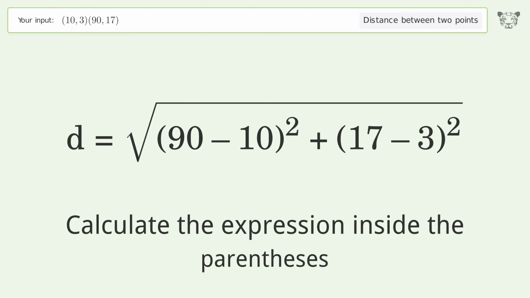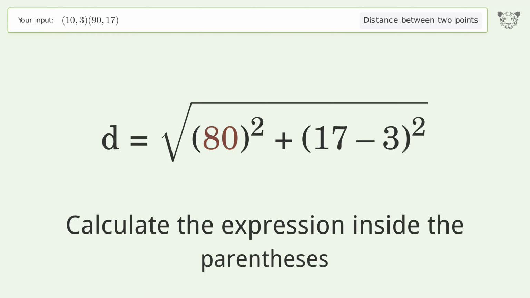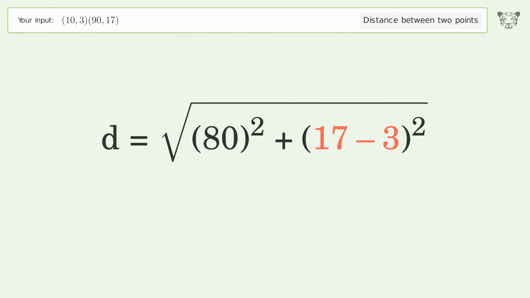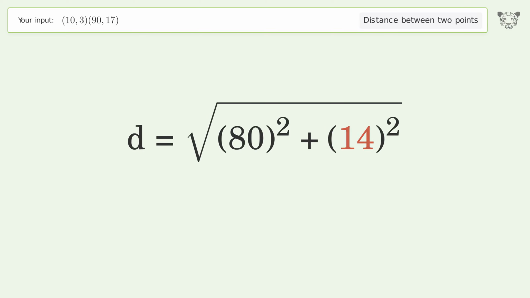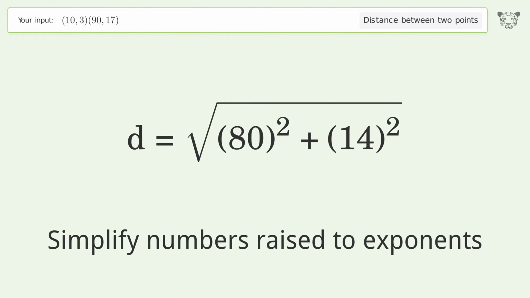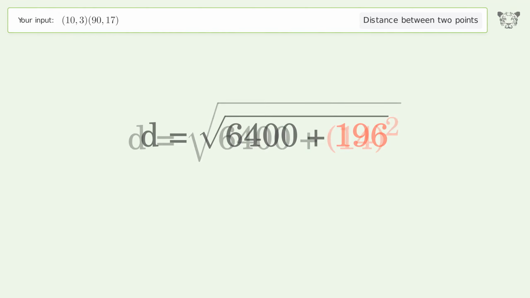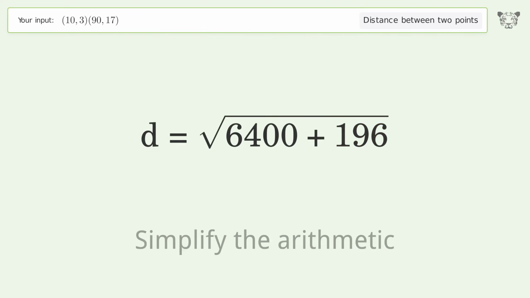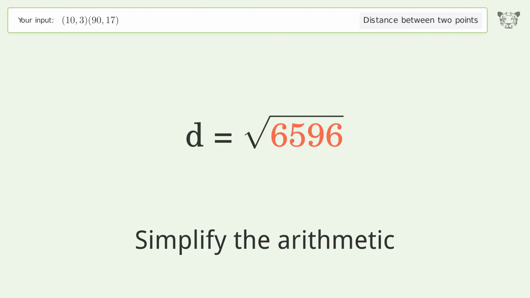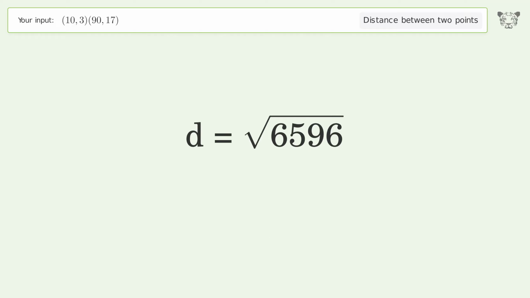Calculate the expression inside the parentheses. Simplify numbers raised to exponents. Simplify the arithmetic. And so the distance between the 2 points is the square root of 6,596, or 81.216.